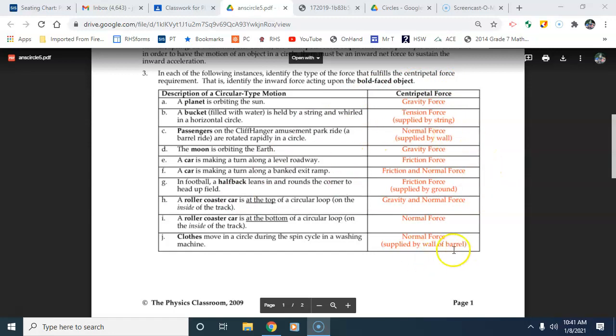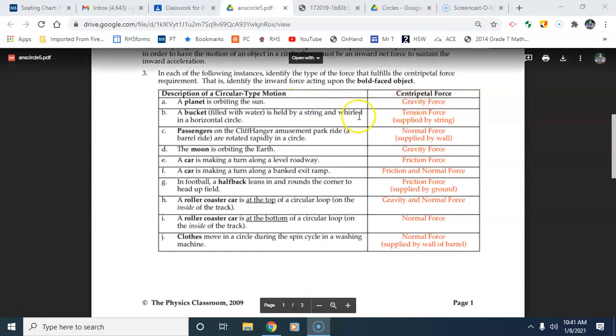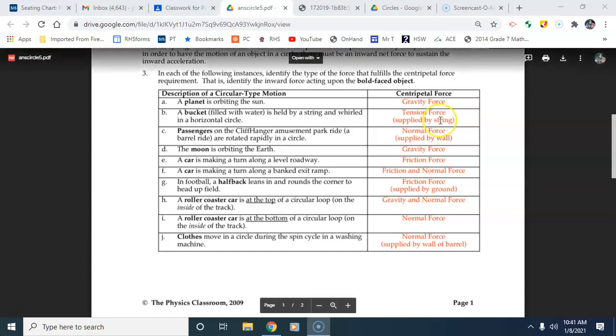So anytime an orbit happens, it's gravity. So a planet orbits the sun, answer gravity. A bucket is filled with water held by a string. Anytime there's a string, rope, chain, cable, something like that involved, the answer is going to be tension making it go in a circle.